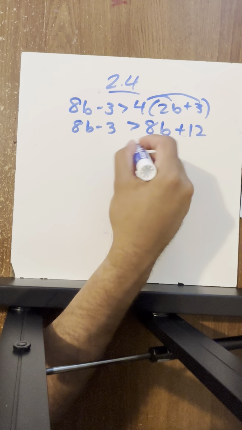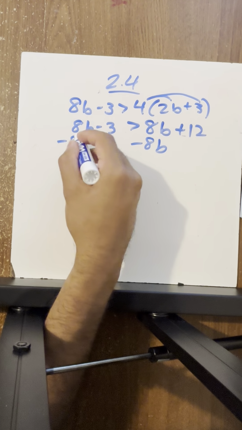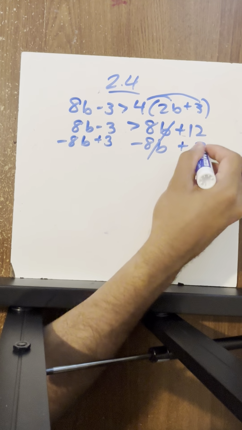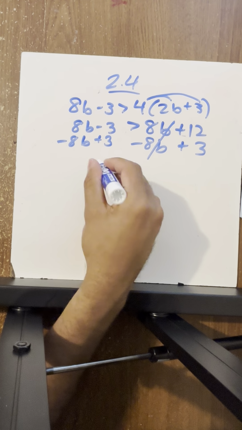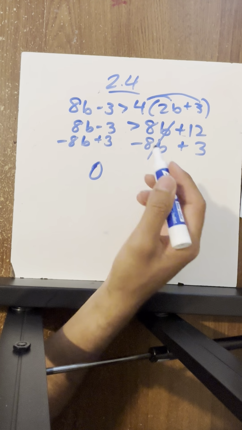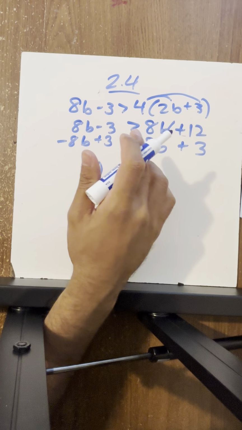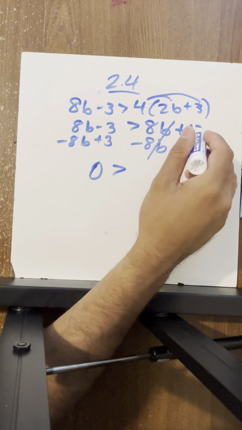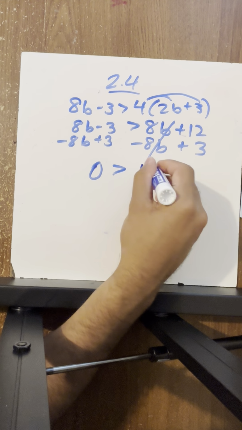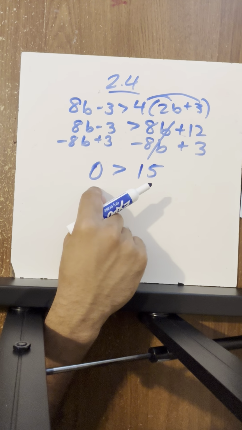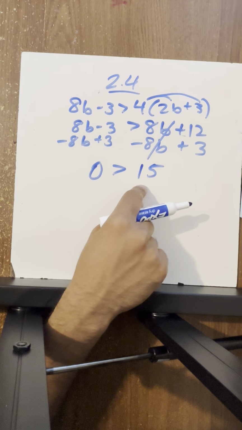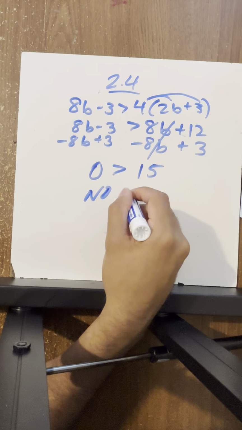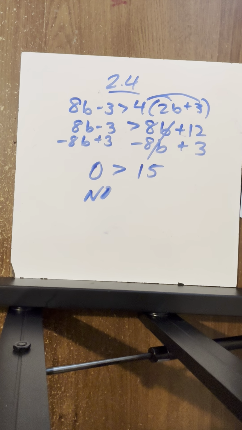Right? So if we want to move the letters to the left, we go 8b minus 8b, that cancels. Minus 3, we've got to add 3 over here then, right? 8b minus 8b is just 0. It doesn't give us anything. 8b minus 8b is not 1b, it's not 0b, it's just 0. So write it as 0. And then 12 plus 3 is 15. Is this true? Is 0 greater than 15? No, right? 0 is not greater than 15. So no solution, right? No solution to this question.